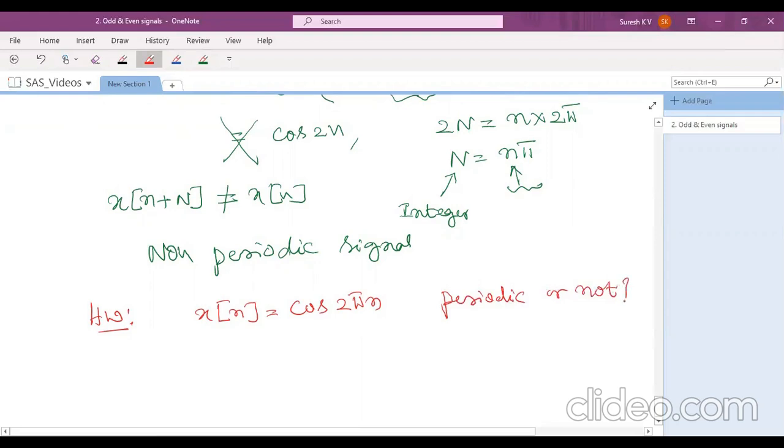So in this class, we understood how signals can be classified into periodic and non-periodic signals. In the next class, we will consider another classification of signals, that is deterministic and random signals.